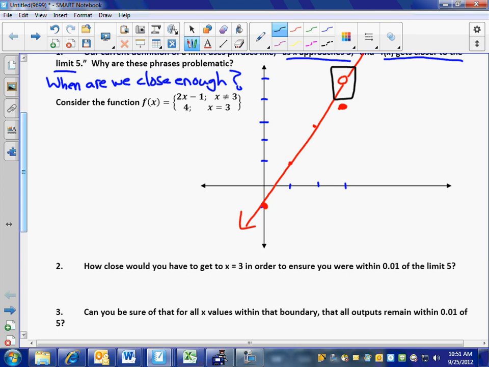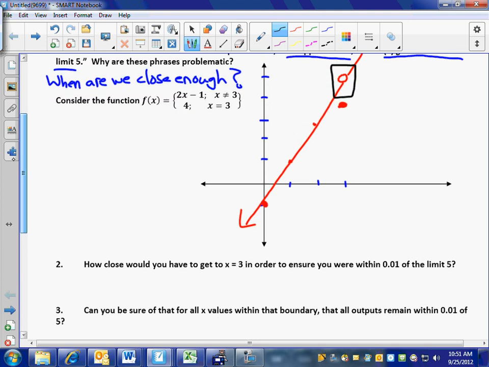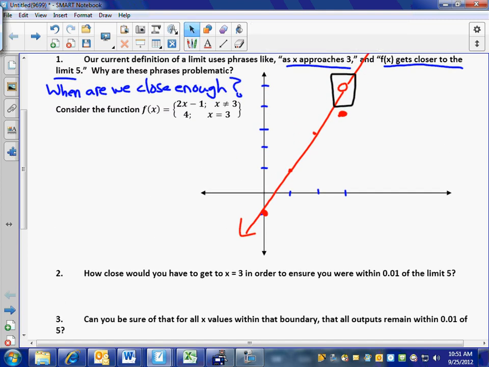Well, let's think about the problem in a slightly different way. Let's consider this question. How close would you have to get to x equals 3 in order to ensure that you are within 0.01 of the limit 5? Please draw this. This is super important that you get this piece.